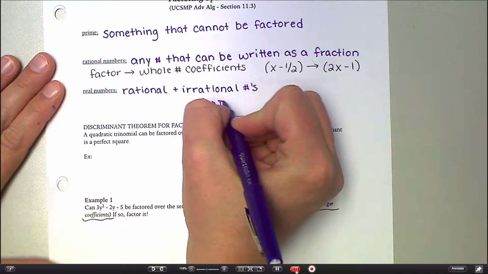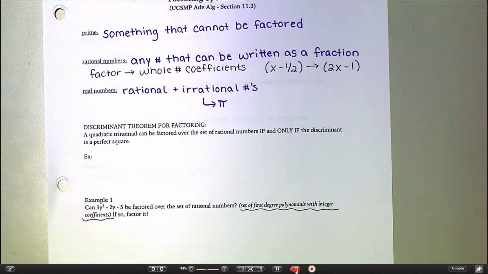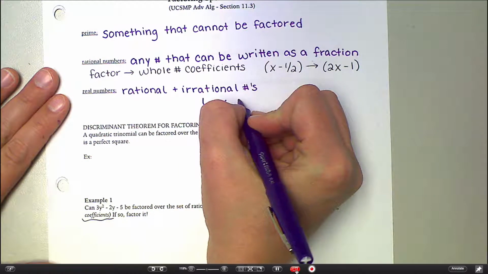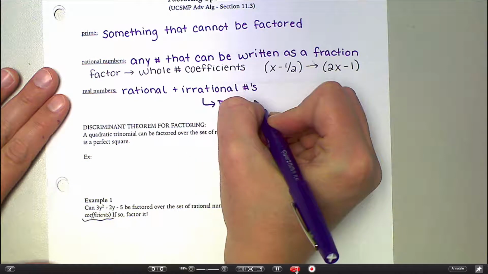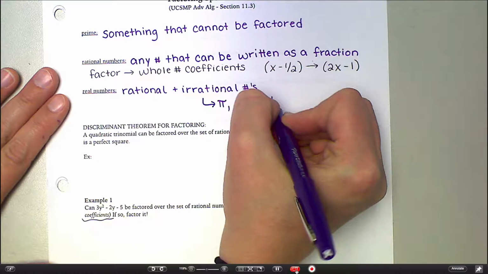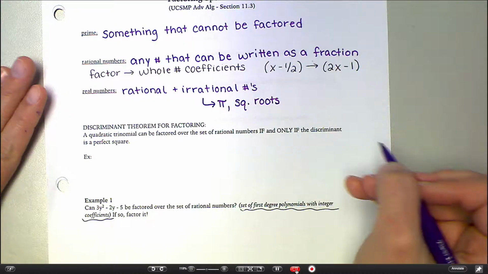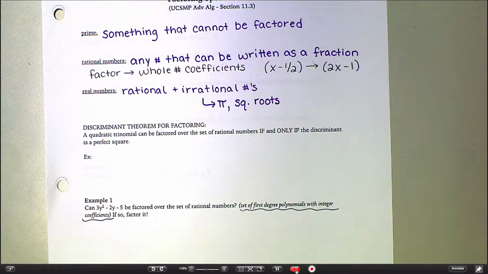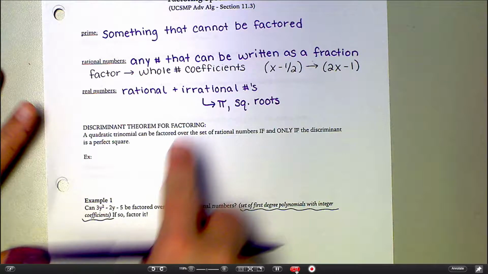And that's true. Pi is an irrational number. It's a decimal that goes on and on forever. But for our purposes today, the ones that are going to be the most important are the square roots of numbers that are not perfect squares, okay? So think about taking like the square root of 8 in your calculator. You're going to get this big crazy decimal. That is an irrational number.